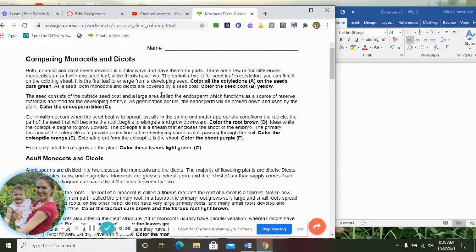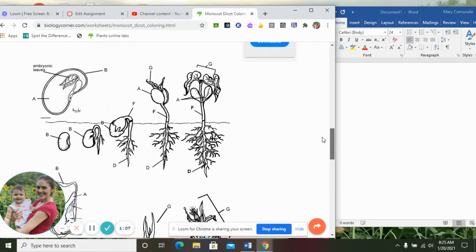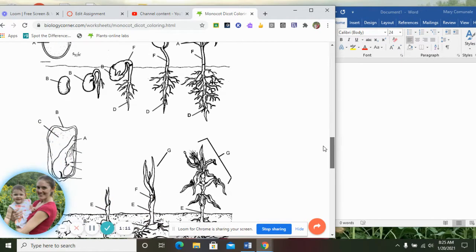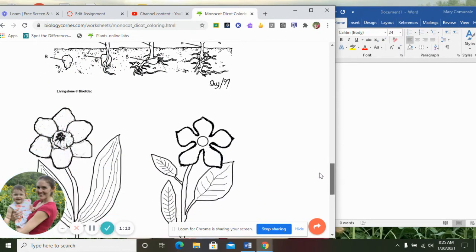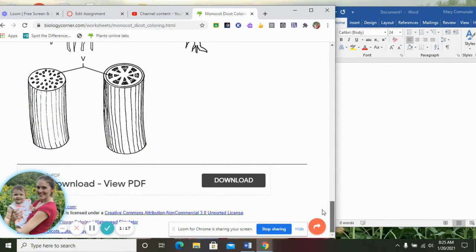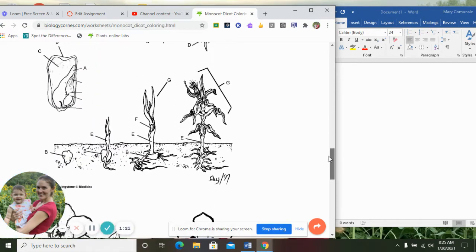As a seed, both monocots and dicots are covered by a seed coat. Color the seed coat B yellow. And I'll show you what you would have been coloring had you been in school. This is what the bottom portion of that worksheet looks like. You can see everything is labeled there for you. Again, you're not going to be worrying about any of this. I didn't even include it on the images that you guys are looking at as you read through here.